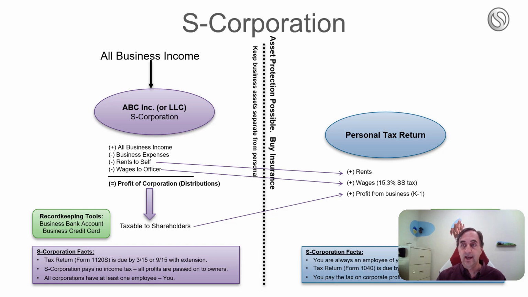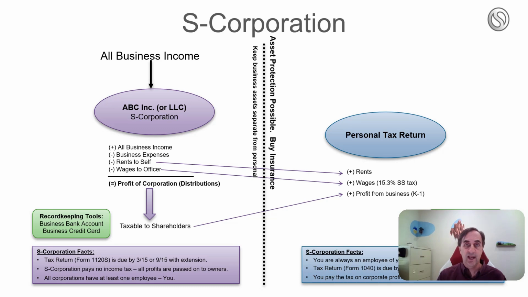Now let's take a look at the S Corp itself. The S Corp has business income, expenses, maybe rents it pays to you, and wages, which are required to be paid to the owner if there's a profit. And you're taking money out. If you're not taking money out of the business, you don't have to pay yourself wages.